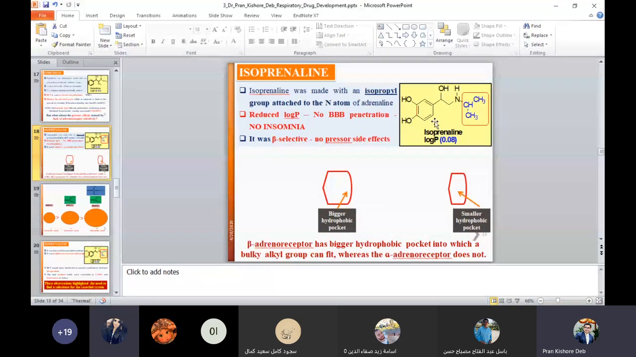But what about the CNS side effect? Wait. First, you answer my question. How many common disadvantages do you see as compared to adrenaline? It's not orally active. How many common disadvantages as compared to adrenaline? Two, the duration and the oral bioavailability. How about the others? And a beta side effect.